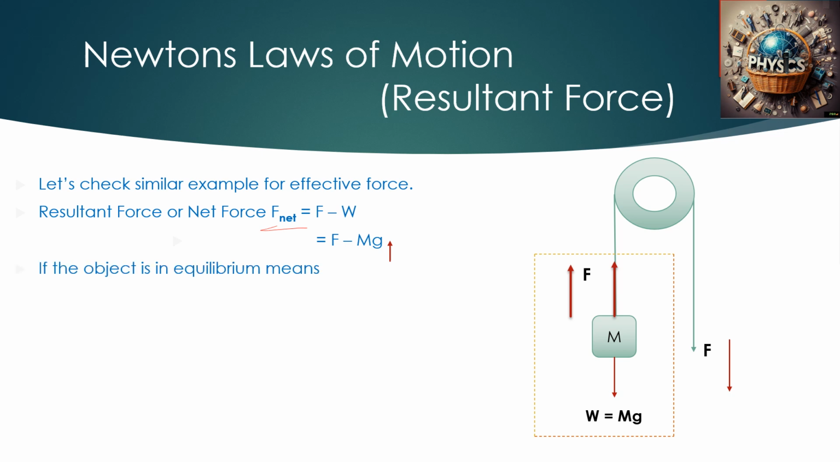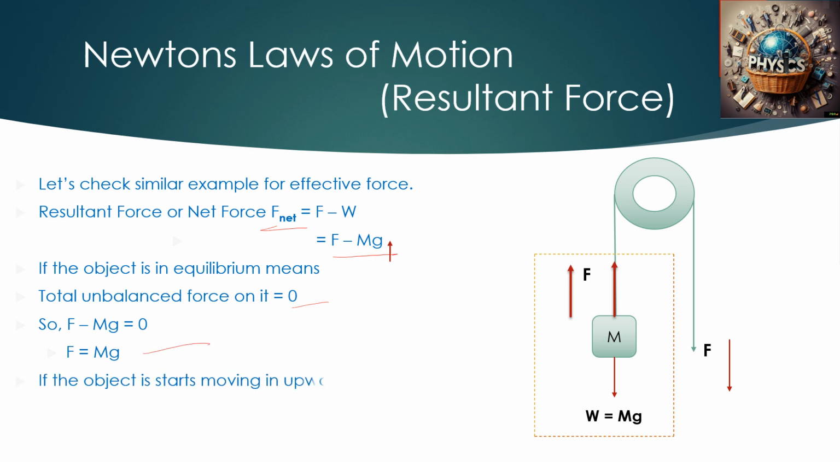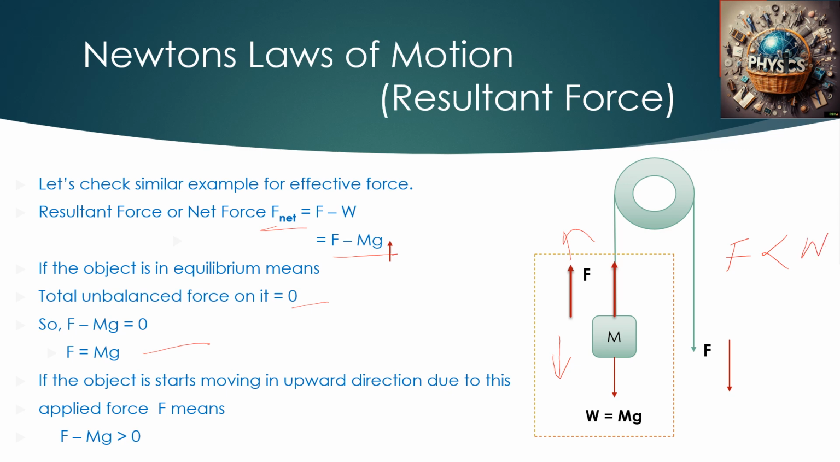Let us understand it further. If the body is in equilibrium, irrespective of the force being applied, which simply means that F minus mg is equal to 0, because the total unbalanced force is 0, that means F equals mg, right? And if the body starts moving in the upward direction because of the applied force, which means that the force is greater than mg, or F minus mg is greater than 0. In case, irrespective of this force being applied, the body still moves in the downward direction, which means that F is less than W, or mg. F is less than mg, right? So this is the condition.